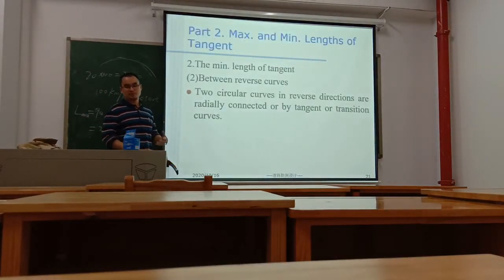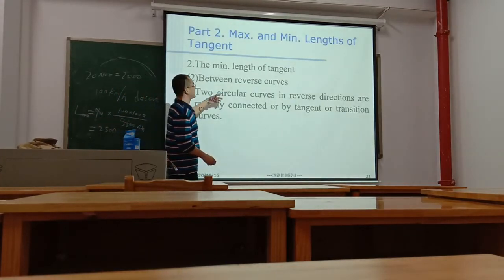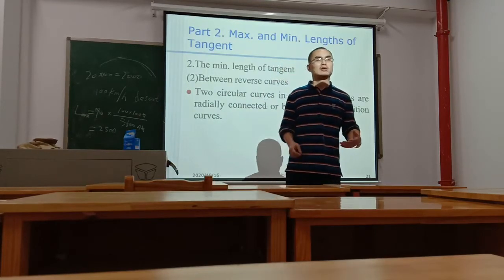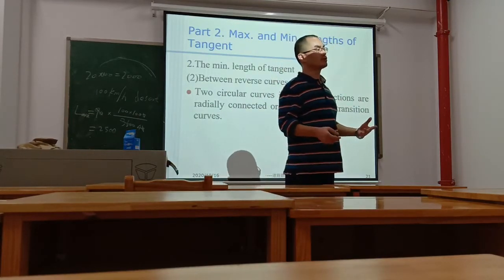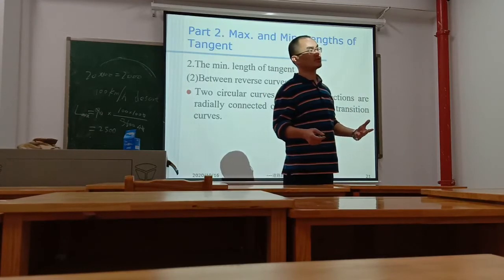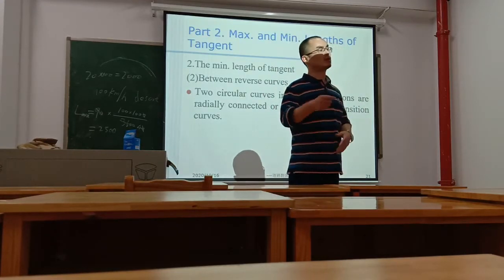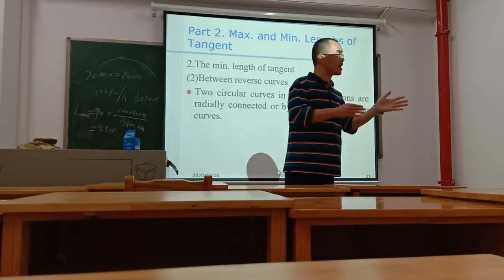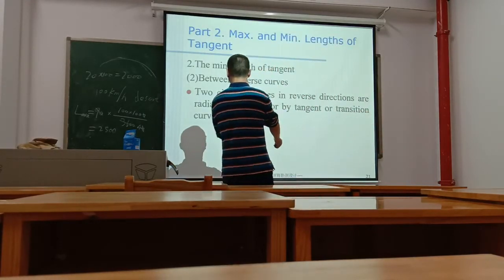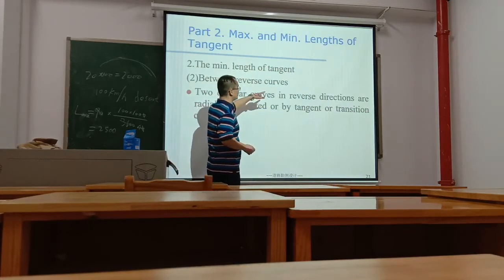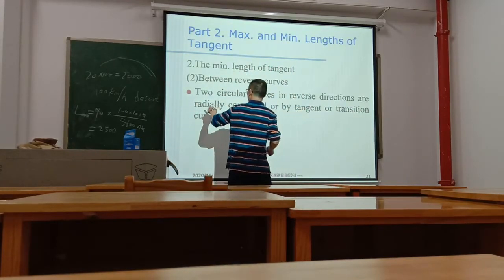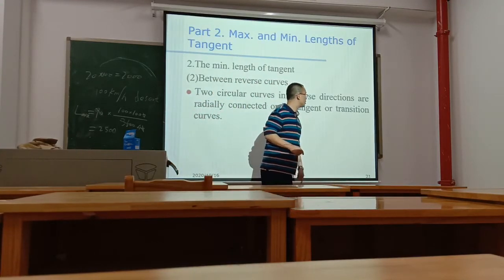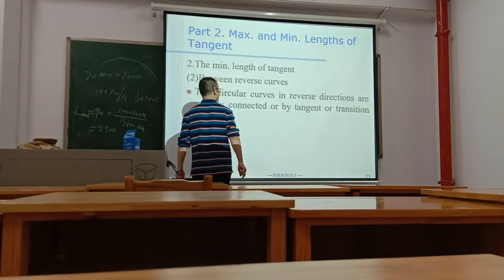Two circular curves between reverse curves. What are reverse curves? Two curves with different directions: one turns left and the other turns right, or one turns right and the other turns left. The two circular curves in reverse direction are connected radially, or by tangent or transition curves.